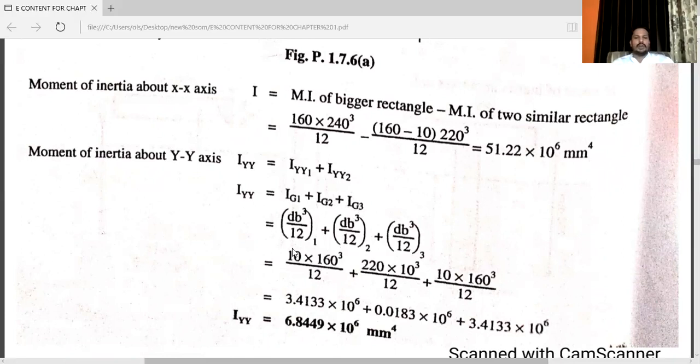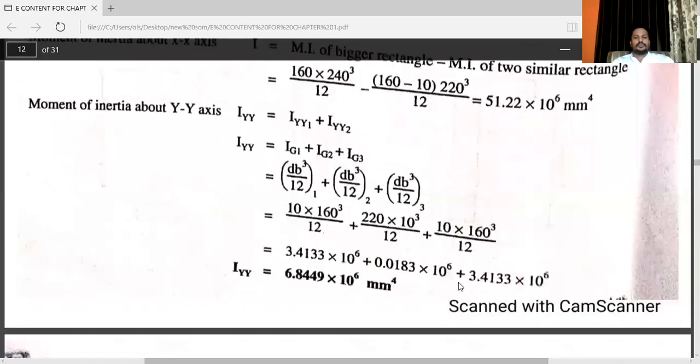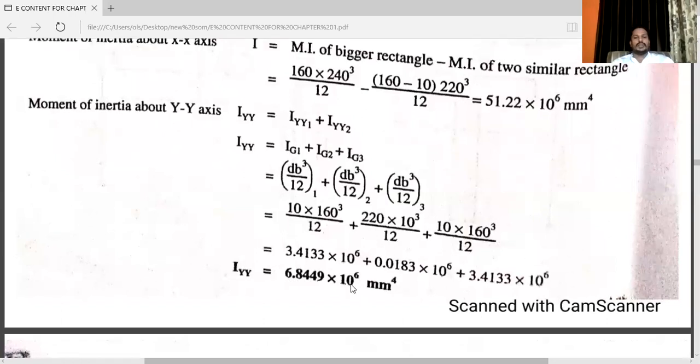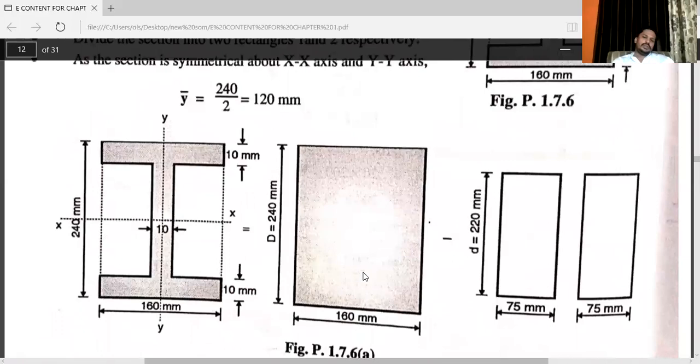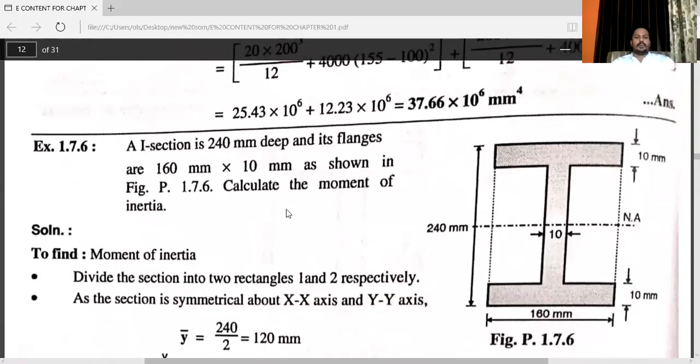Whenever you put the value of base and depth, you will get Iyy is equal to 6.8449 into 10 raised to 6 mm raised to 4. See, I want to explain a very important thing.